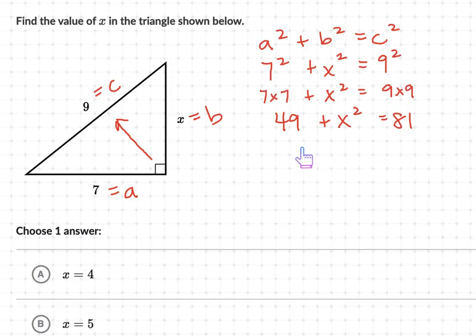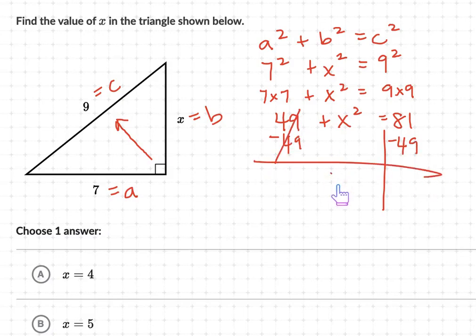Now you're going to solve it normally like an equation. You're going to subtract 49 on both sides here. And then you have x squared equals 81 minus 49. So I'm going to do that in my calculator, and I get 32. Now you need to get x by itself.